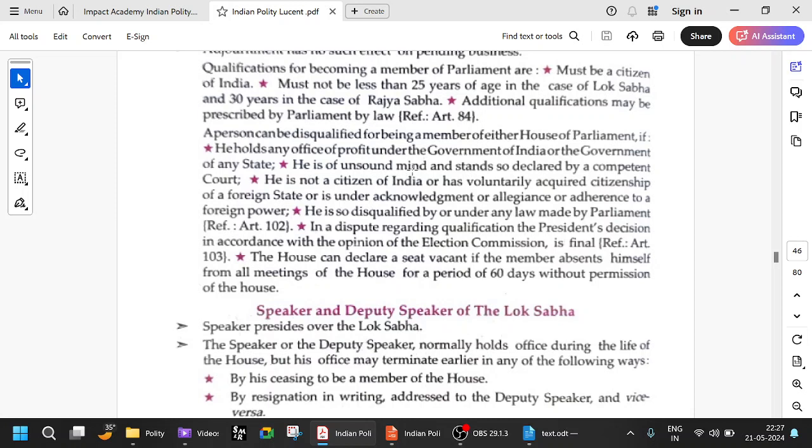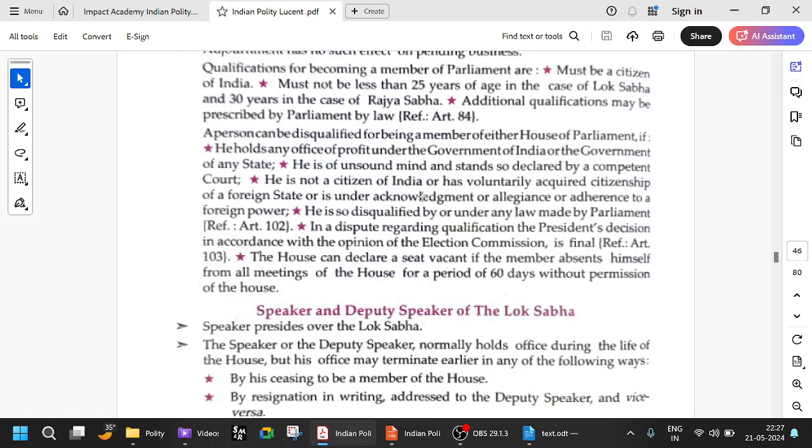If he is not a citizen of India or has voluntarily acquired citizenship of a foreign state, or is under acknowledgement of allegiance or adherence to a foreign power. So he has to be a citizen of India and should not have allegiance or adherence to another foreign power. Actually, this is one of the reasons why Sonia Gandhi ji could not become prime minister at that time, because she had an Italian passport also. Or he is so disqualified by or under any law made by the parliament, according to Article 102.